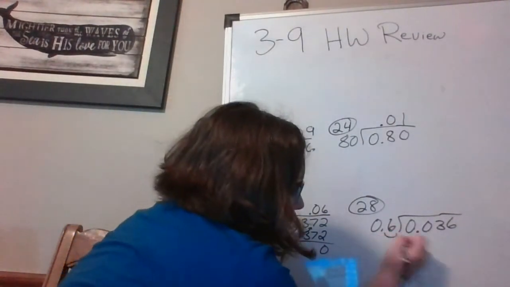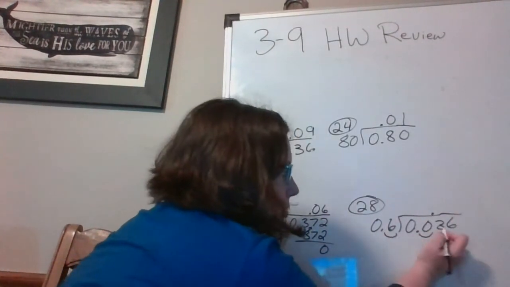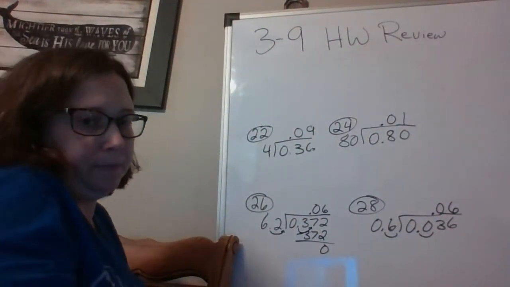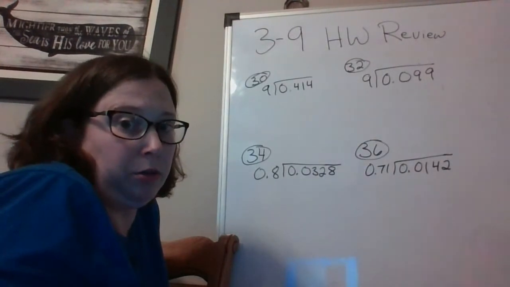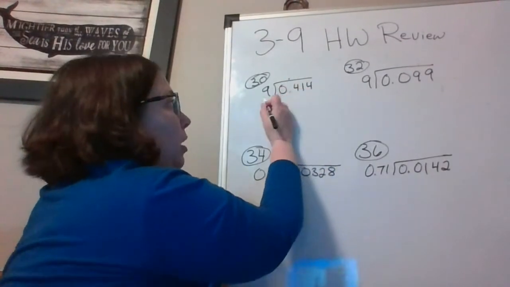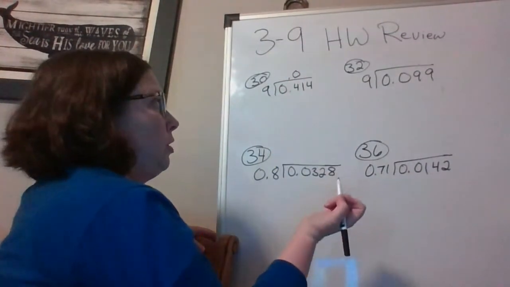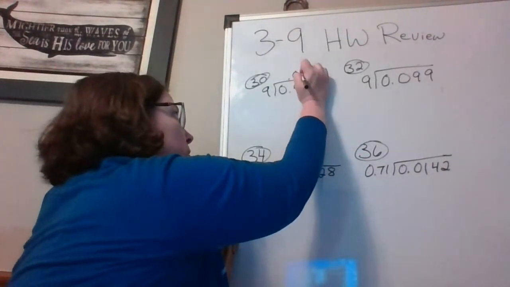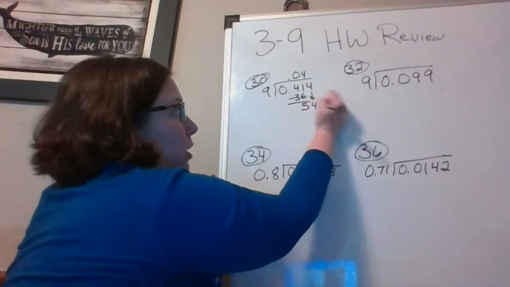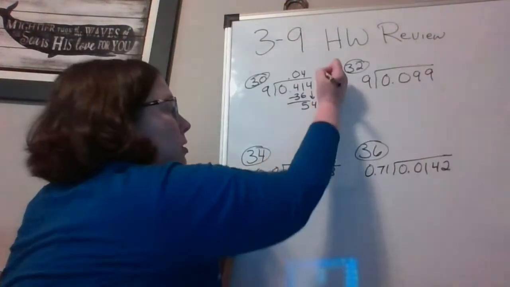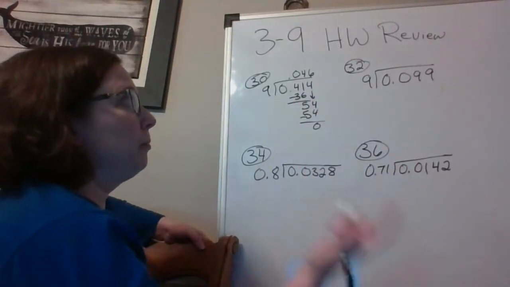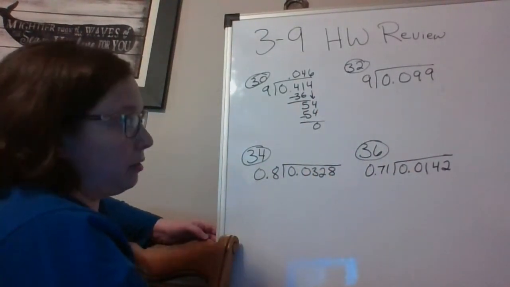Now on to 28. First thing we have to take care of is moving that decimal. 6 does not go into 3, but it does go into 36, and our answer is 6/100. So number 30, we have no decimal in our divisor, so that decimal can go straight up. 9 does not go into 4, so we put a 0. 9 goes into 41 4 times, which would be 36. We subtract, bring that 4 down, and 9 goes into 54 6 times, and we get no remainder, so we're done. Our answer there is 46 thousandths.